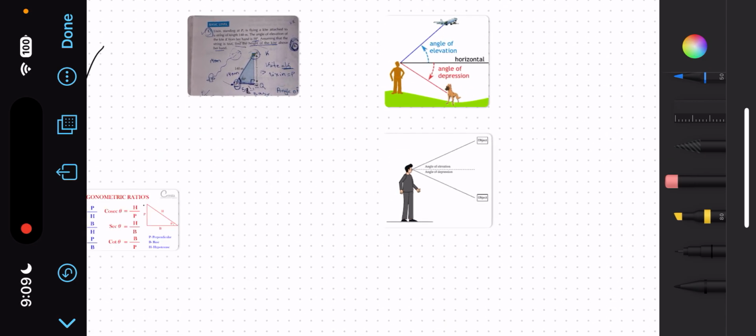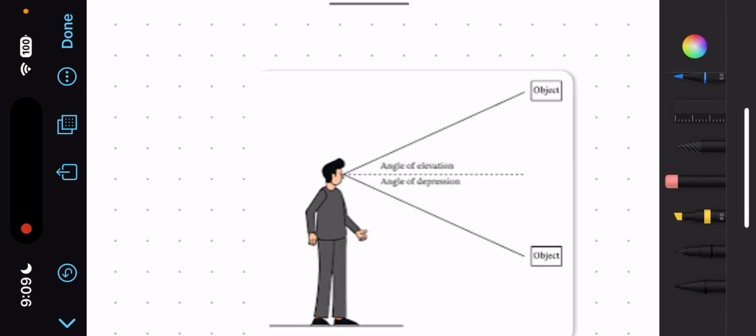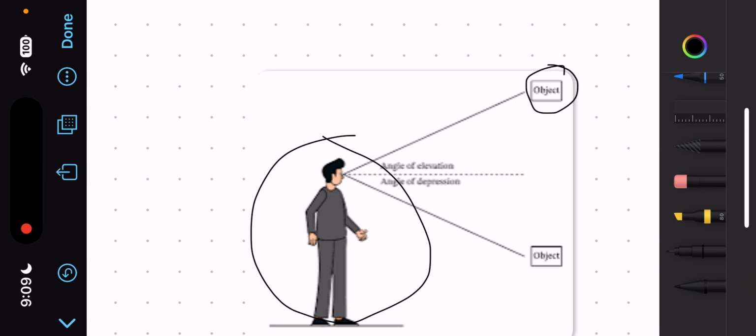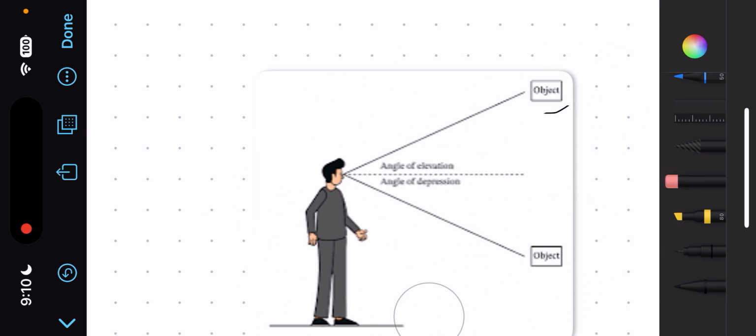One more example of angle of elevation and angle of depression. Imagine here is a person and there is an object in up direction and in down direction. If the person is seeing the first object in the upward direction, that angle is called angle of elevation, means upwards. When the angle goes in down direction, it is called angle of depression. I hope that this will be easy for you guys.